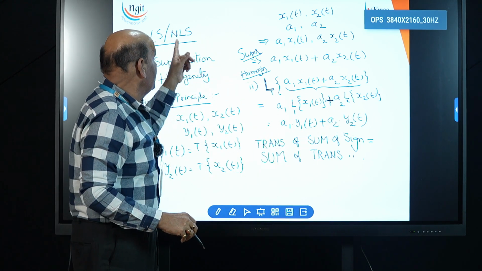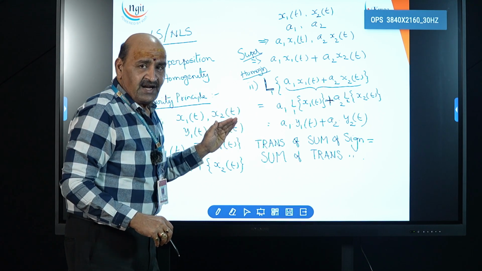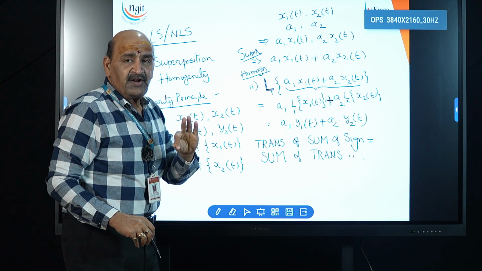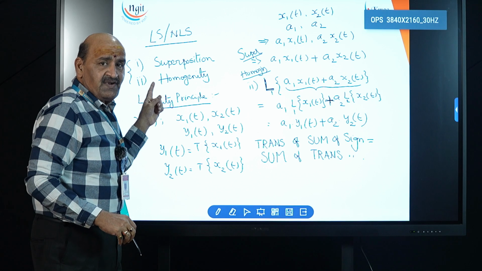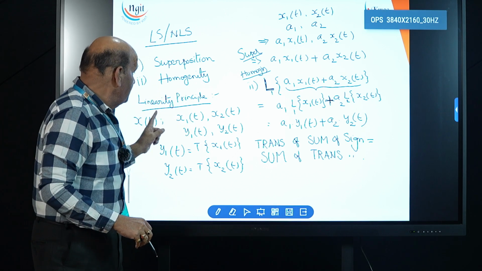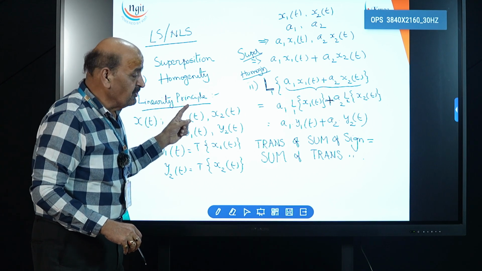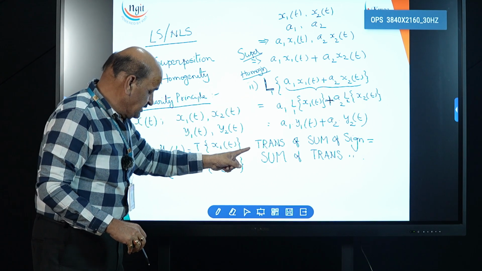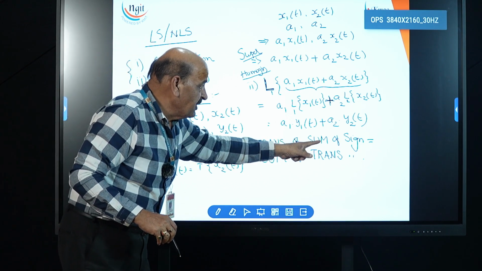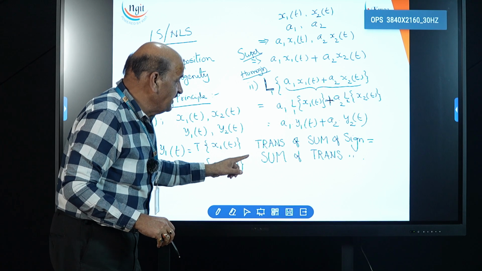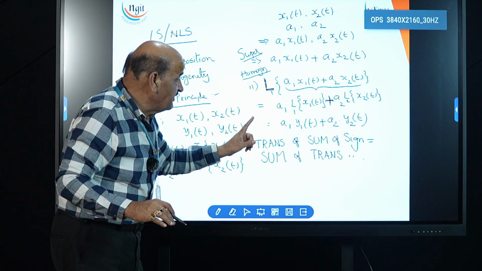So regarding the linear system, students have to understand three important points we have to cover. The first one is superposition, next one is homogeneity. After that, we are discussing the principle of linearity, or linear principle, or linearity principle. In this principle, the condition we are following is that the transformation of the sum of individual signals is equal to the sum of transformation of individual signals. It is very, very important.